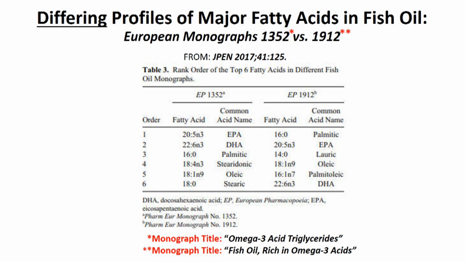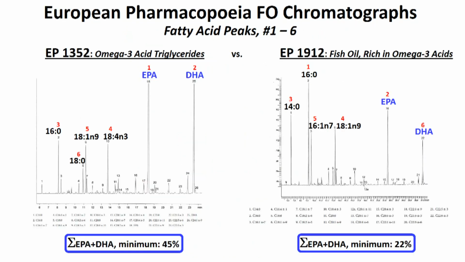For a deeper dive into these differences, let's look at their respective chromatographs from the European Pharmacopoeia. This slide depicts the main peaks for each monograph, showing the different profiles for the top 6 fatty acids, reported as the weight percent of the fatty acid profile for each fish oil monograph.